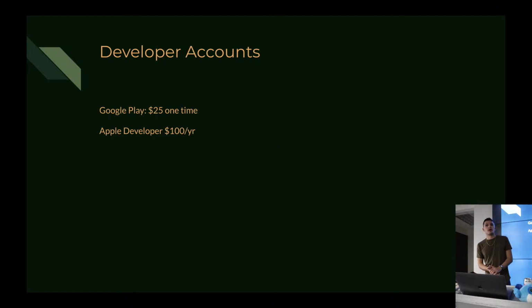Before you actually go publish your app on any app store, you will need to set up 2 different developer accounts. So a Google Play developer account is a $25 one-time fee, and then an Apple developer account is $100 a year. Their enterprise account is more expensive if you end up going that route.